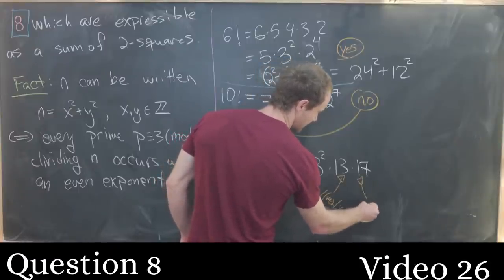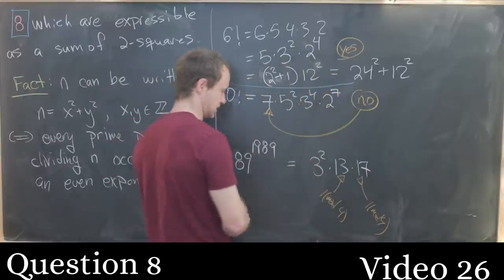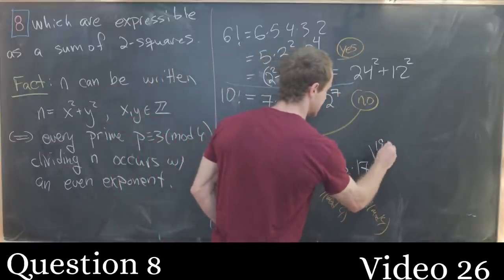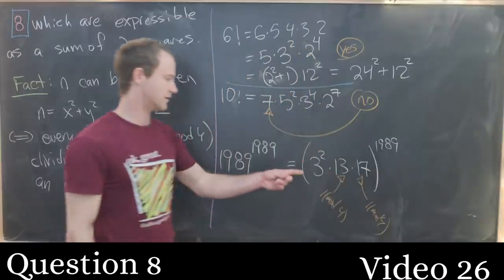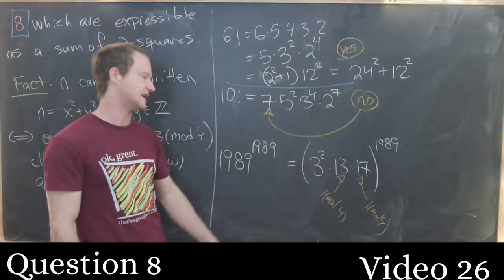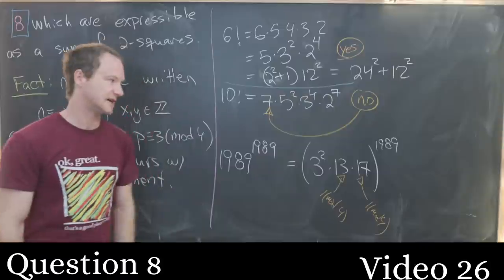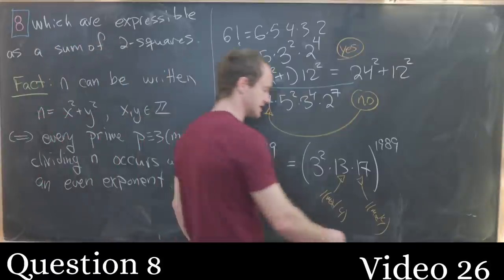This is also 1 mod 4. So I should say this is all to the 1989. So there's only this thing, which is 3 mod 4. But in the end, it occurs with an even exponent. It occurs with the exponent 2 times 1989. So the answer here is yes.